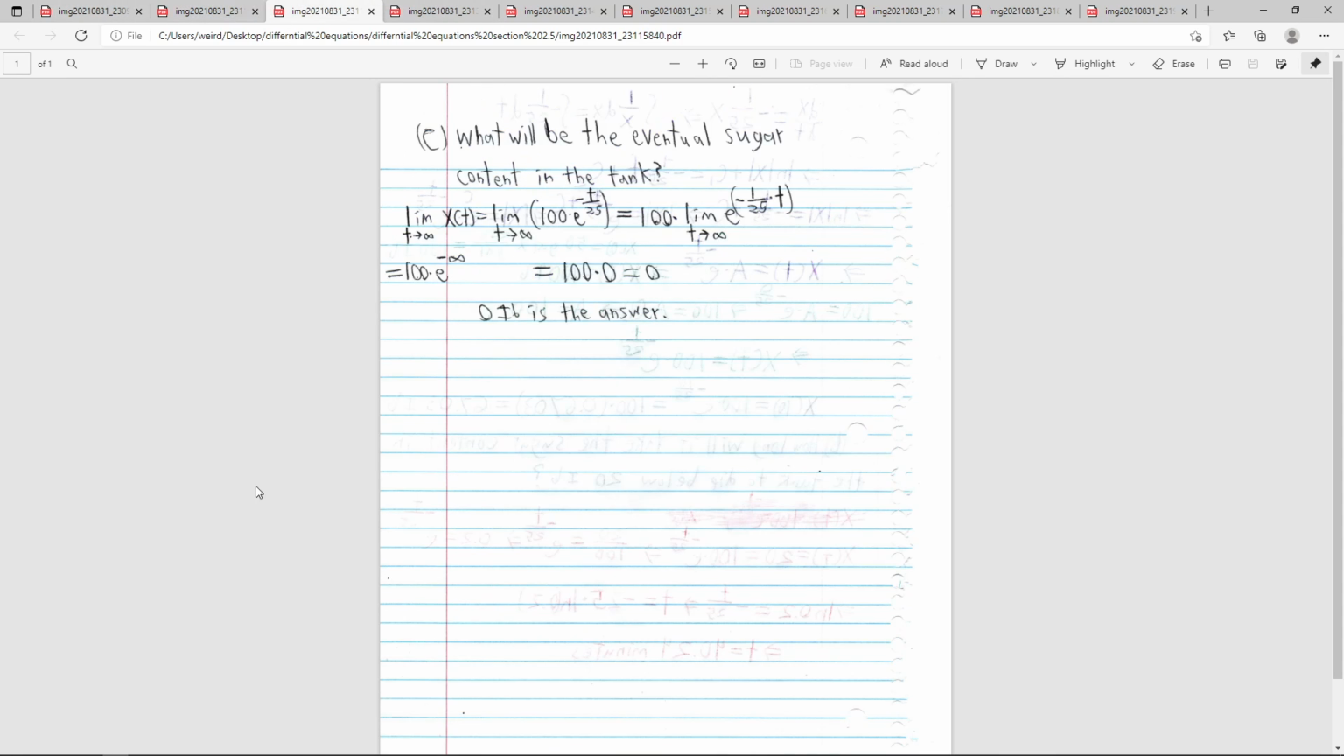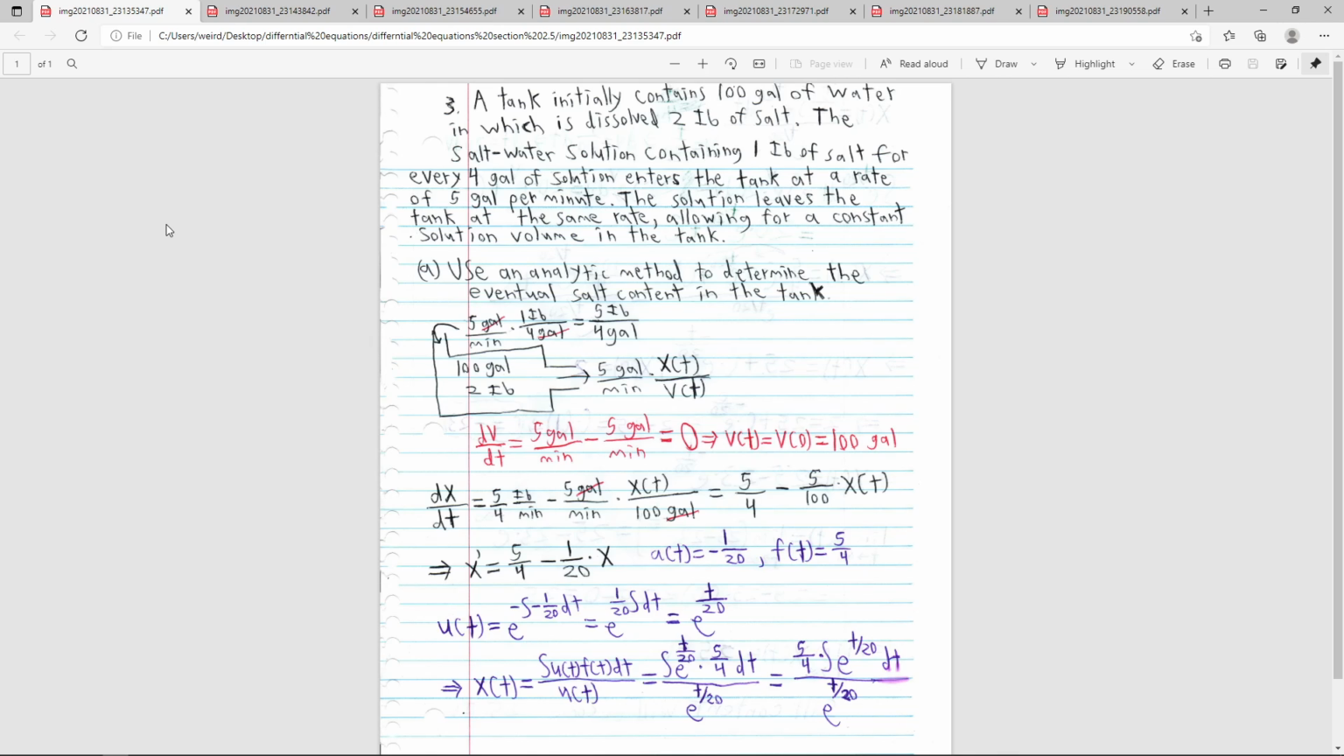Finally, we have what will be the eventual sugar content in the tank. Take the limit as t approaches infinity of x of t. I did it a little bit differently, to show off the work. It's 100 times the limit as t approaches infinity, because 100 is a constant, of e to the negative 1/25 times t. This is equal to 100 times e to the negative infinity, so it's equal to 100 times 0, which is 0. So 0 pounds is the answer. As t approaches infinity, there'll be no sugar left.